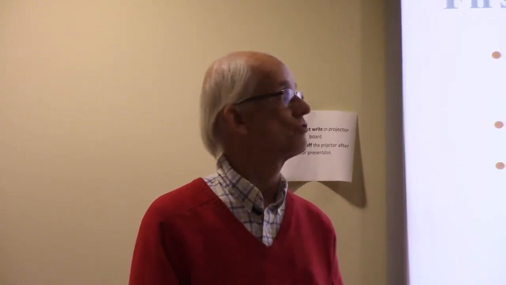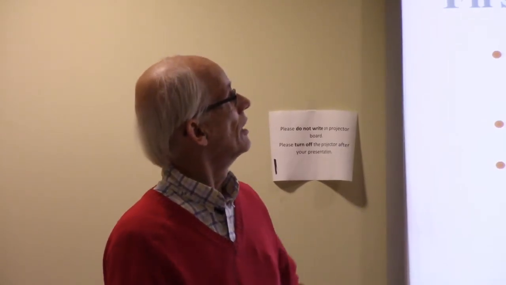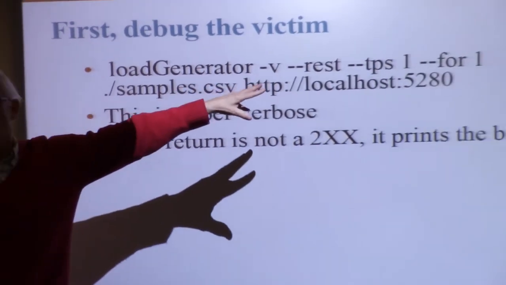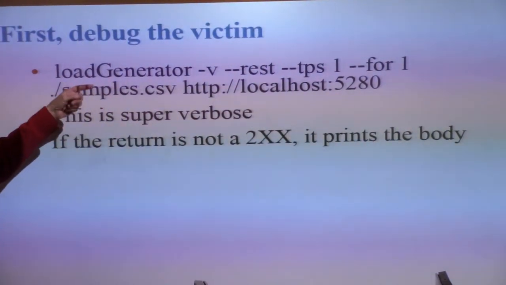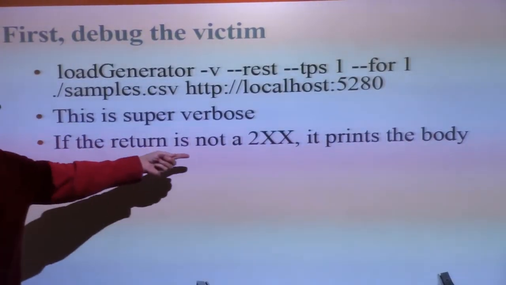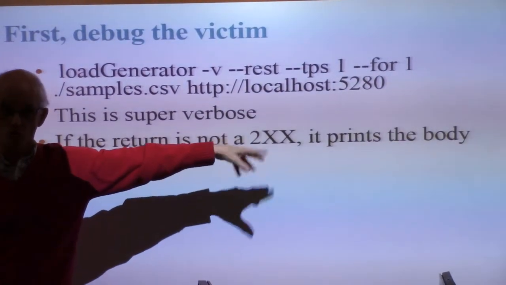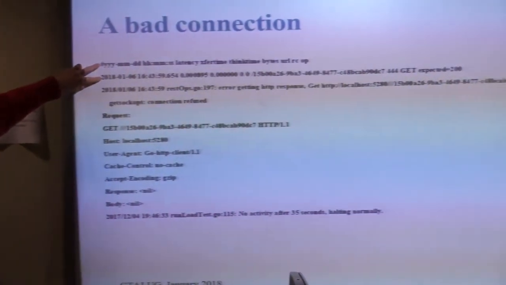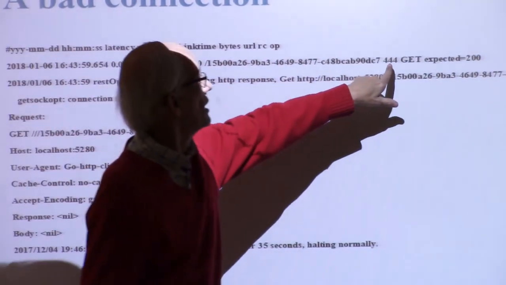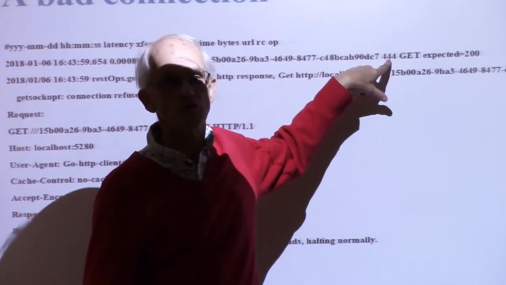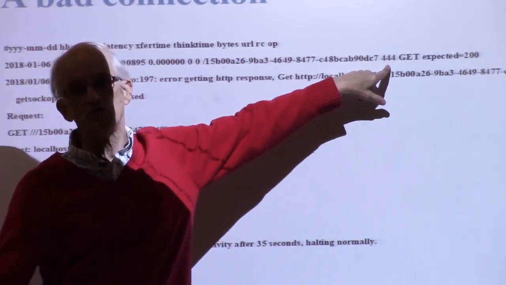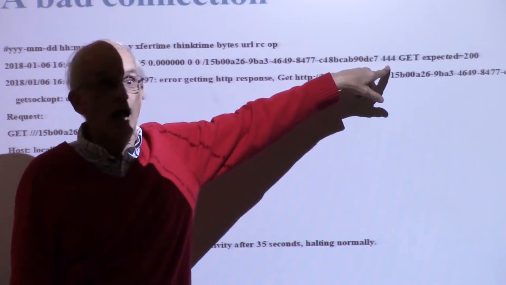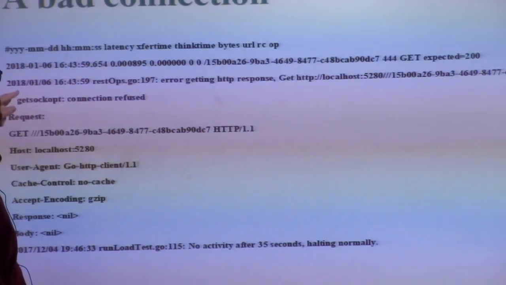So the actual sequence that I use is I first do a simple test. I run it in verbose for one instruction. And if the response isn't a 200, 202, 204, whatever, it's going to give me an explanation of what the other end did. This looks like that. This is a failure. There's the record that says such and such happens, and it expected a 200, but it got a 444. 444 is actually an Nginx-specific return code that means I got an EOF in the middle of a call. And there's the error message.